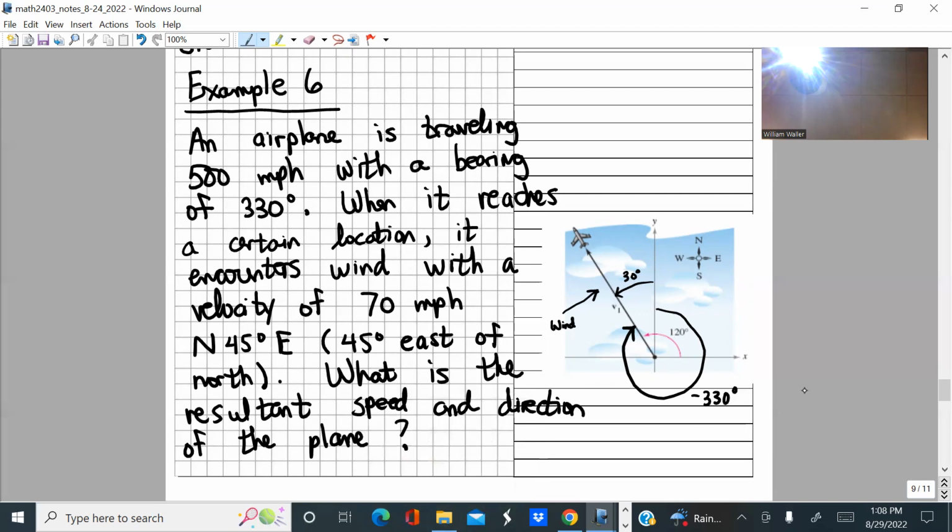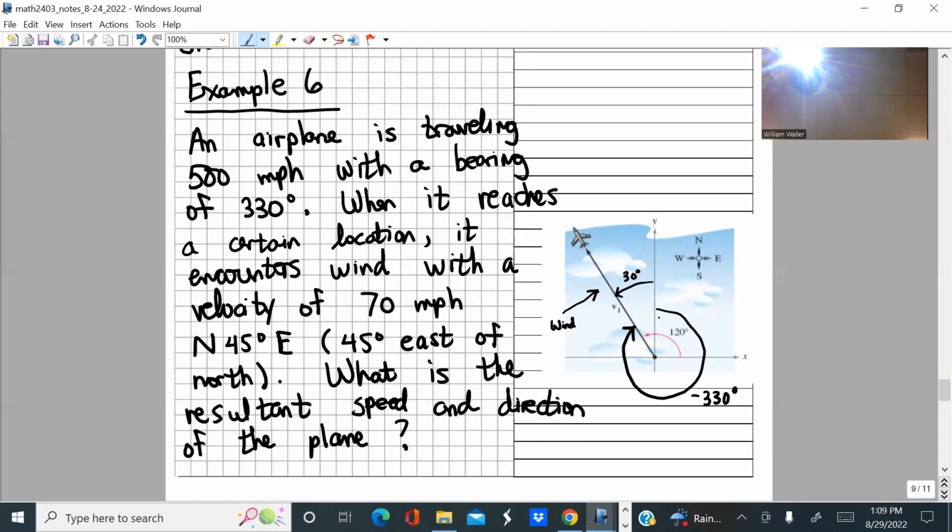Okay, now, pretty easy setup. But now the problem is there's wind, correct? So it says when the plane reaches a certain location, it encounters a wind, and the wind has a velocity of 70 miles per hour. And it says the wind is in this direction. That's not a bearing now. So that's a meteorological direction. And what that means is, when it's written like this, it's 45 degrees east of north. 45 degrees east of north.